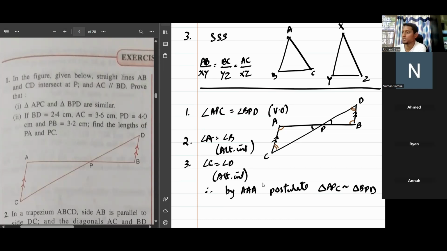This much you write, you'll get your full marks. Is that clear? All right, write this down.